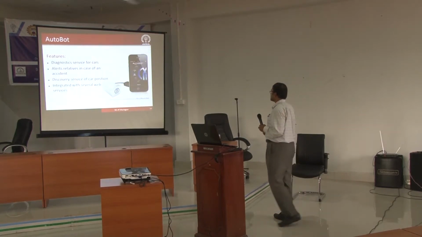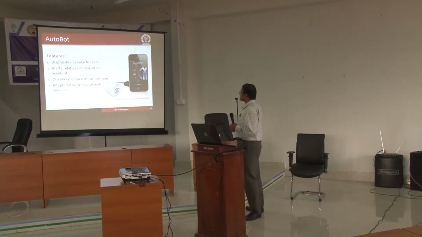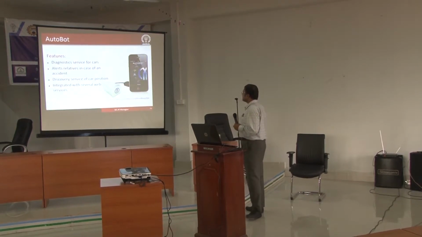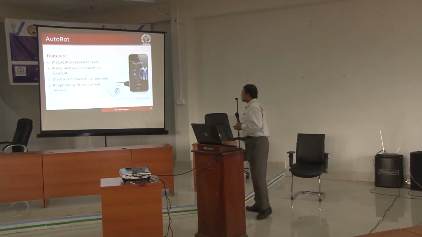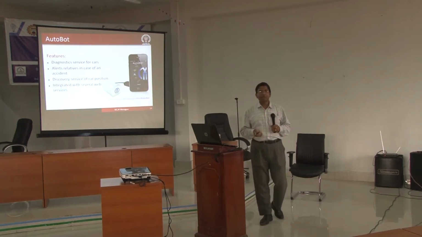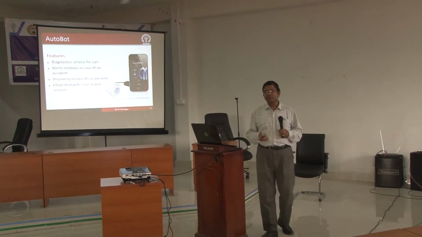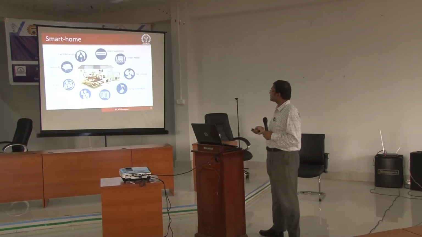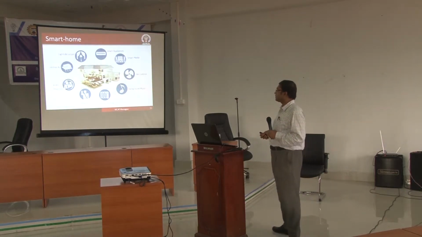Autobot is an example of a system that is useful for offering diagnostic services for cars. This system will inform the relatives in case of an accident, and also will identify where a particular car is at a certain point of time. So there are many other solutions like that in the market.